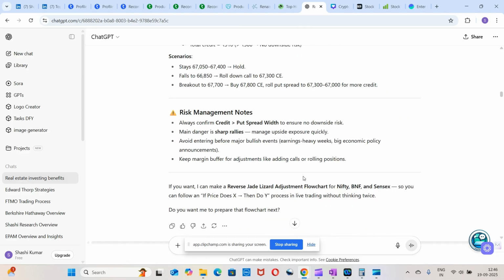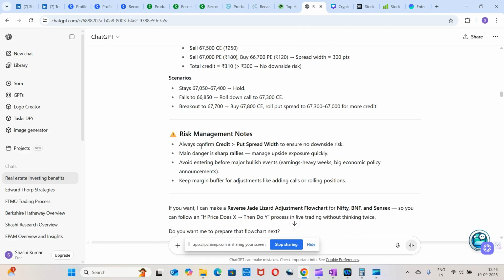Risk management tips: always confirm the credit is greater than the put spread width to ensure no downside risk. The main danger is in sharp rallies, so manage upside exposure quickly. Avoid entering before bullish events, earnings-heavy weeks, and big economic policy announcements. Don't deploy this during such bullish events. Keep a margin buffer for adjustments like adding calls or rolling positions. That's the reverse Jade lizard adjustment that could be done on a positional deployment.